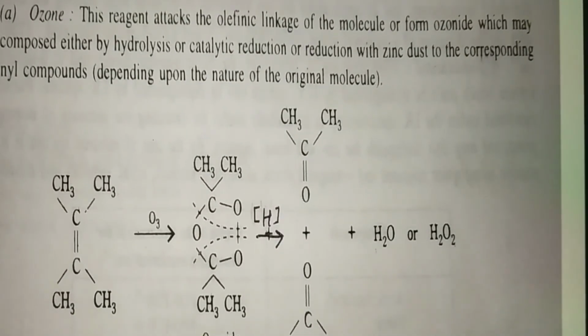First is ozone. The reagent attacks the olefinic linkage of the molecule and forms the ozonide, which may be decomposed either by hydrolysis, by catalytic reduction, or by reduction with zinc dust into the corresponding carbonyl compound. As we can see in this reaction, first the molecule under consideration is attacked by ozone. We get an ozonide, which is then reduced or hydrolyzed to give the corresponding carbonyl compounds.